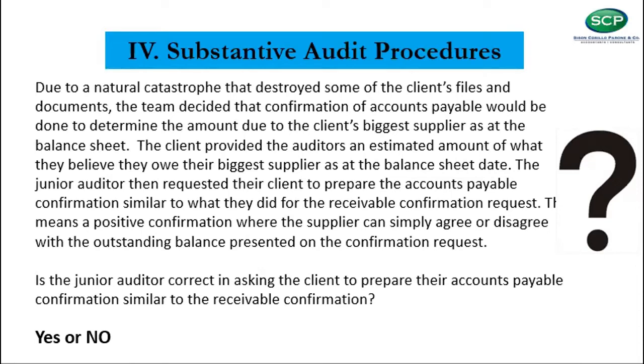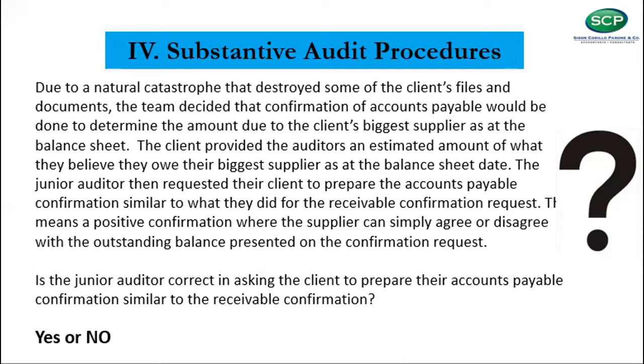The junior auditor then requested their client to prepare the accounts payable confirmation similar to what they did for the receivable confirmation request. This means a positive confirmation where the supplier can simply agree or disagree with the outstanding balance presented on the confirmation request. Meaning yung pinadala nilang confirmation request, nakalagay na yung amount na due to the vendor. Ang kailangan na lang gawin ng vendor is to agree or disagree with the amount.